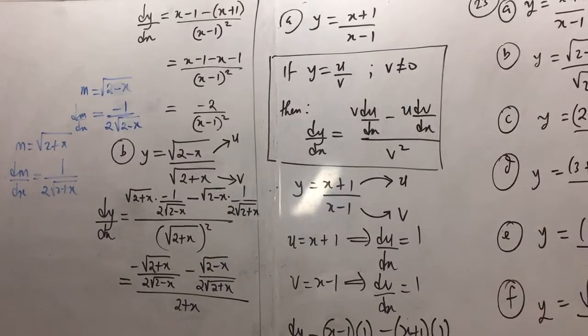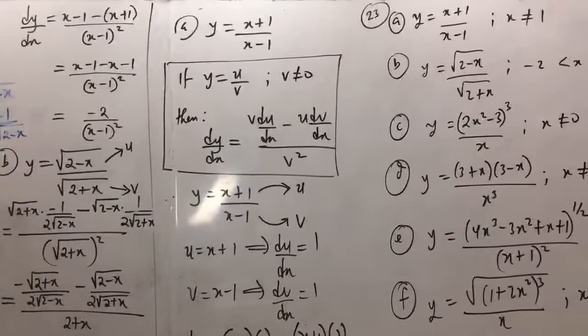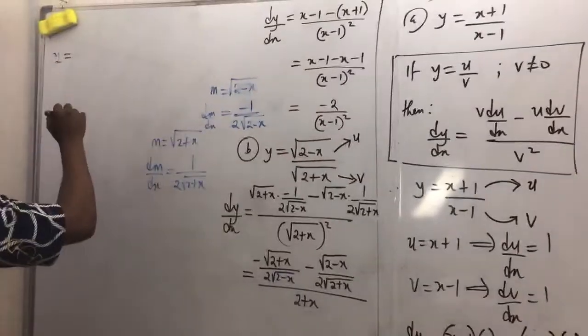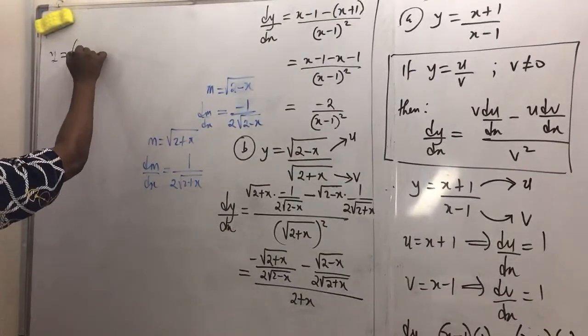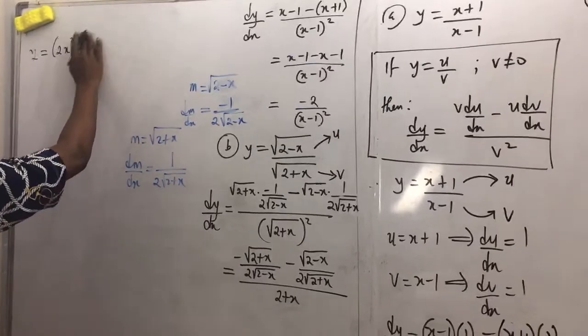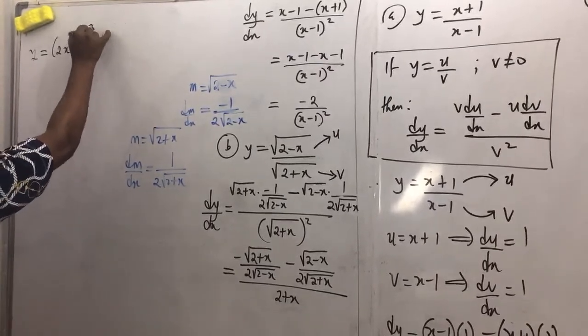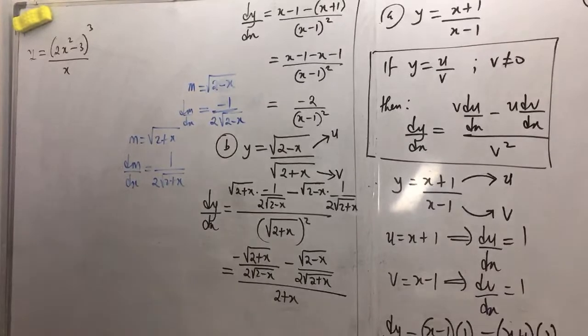Let's go back to question 23C. So I'm going to bring 23C over here. Now 23C says we should differentiate this: (2x squared minus 3) all raised to the power 3, all over x. Now, I could twist this question using function of a function, product rule. I could also use quotient rule. So let's use quotient rule.